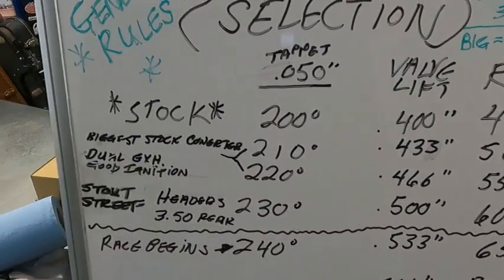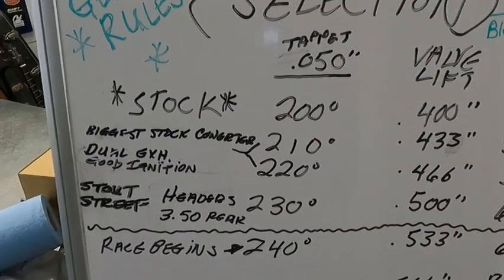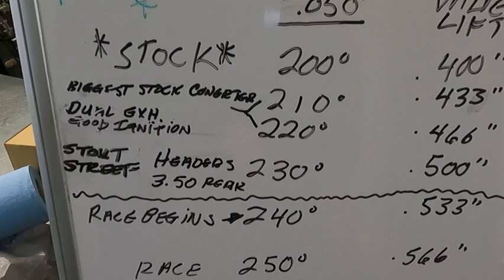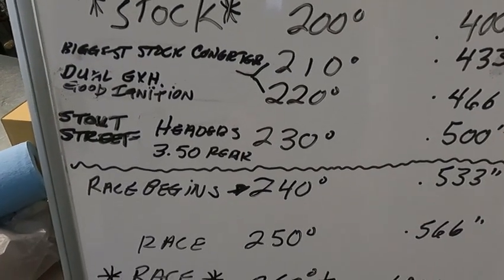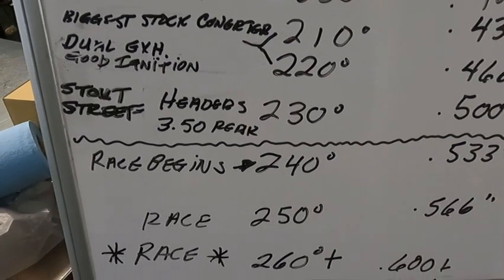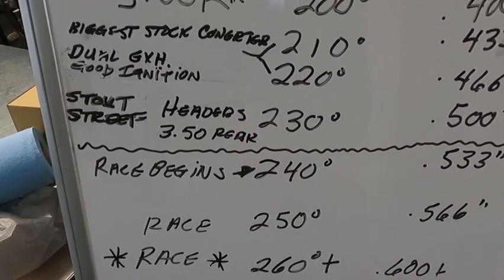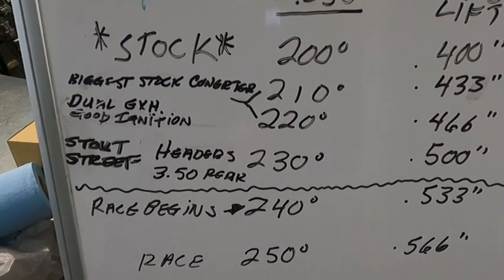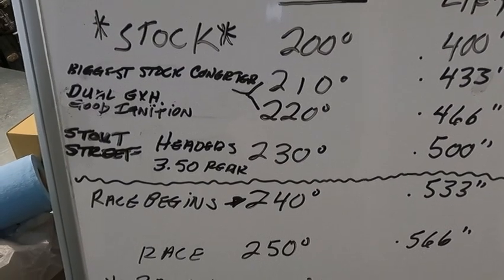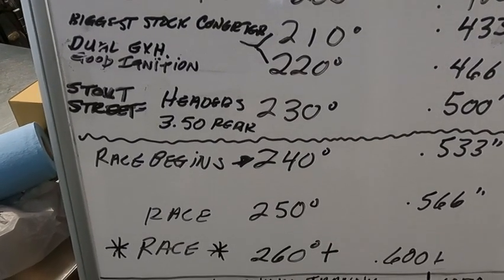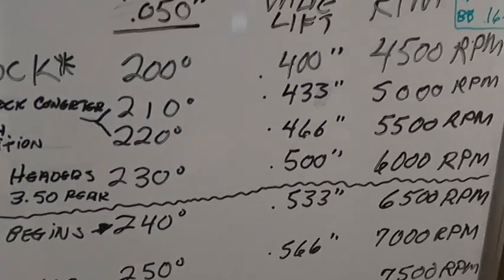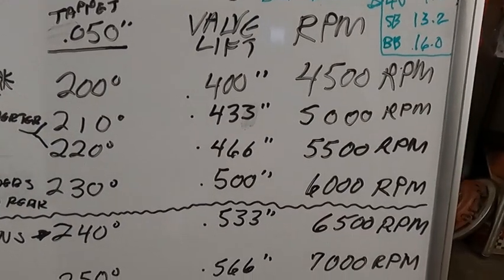So that kind of goes into, let's go over that list one more time so you can see it. The basic durations at 50 that are going to be used in Y blocks, from stock to pretty dang racy. And then that's the lift and the rev band.